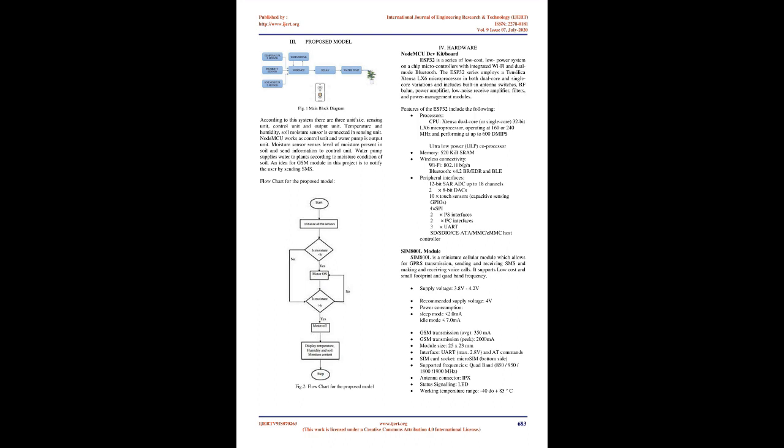The moisture sensor senses the level of moisture present in soil and sends information to the control unit. The water pump supplies water to plants according to the moisture condition of the soil. The idea for the GSM module in this project is to notify the user by sending SMS. Flowchart for the proposed model.